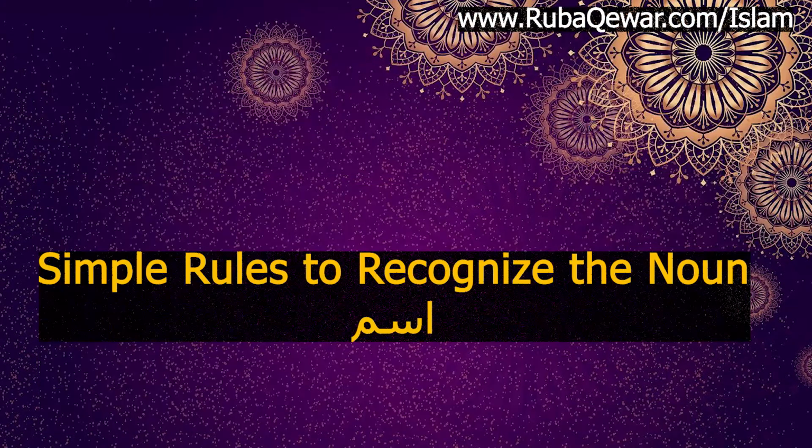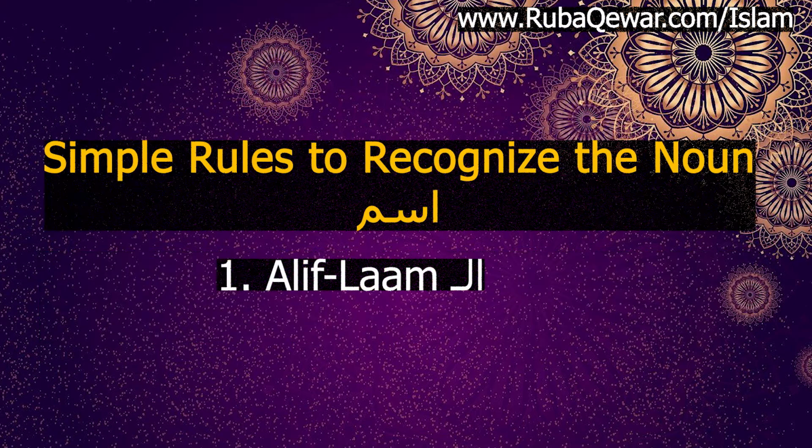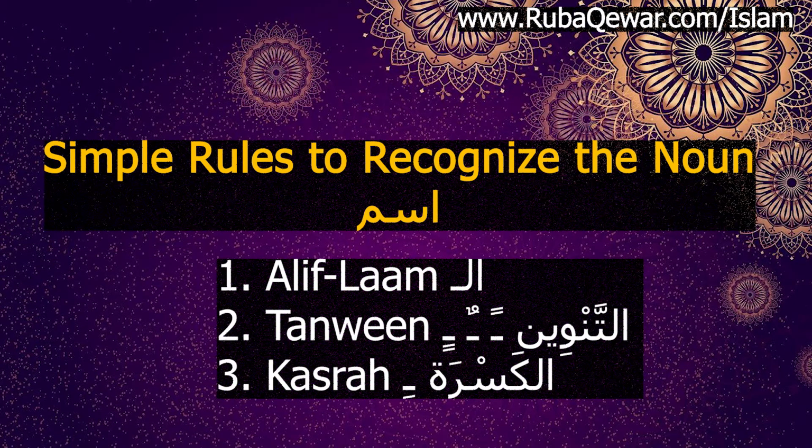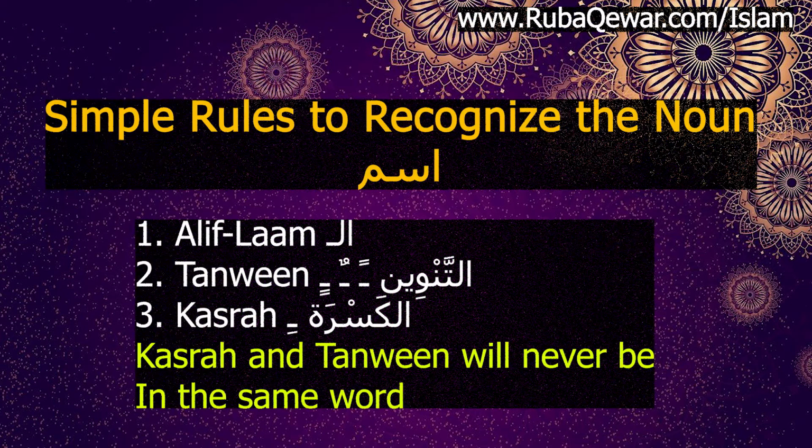نعم. Now, okay, how do we know the ism from fi'l? There are 3 rules that we can recognize an ism from fi'l. Alif lam, tanween, kasra at the end. نعم. So alif lam, tanween or kasra. Can alif lam and tanween be in the same word? No. Very good. Yes. So we're good with that.